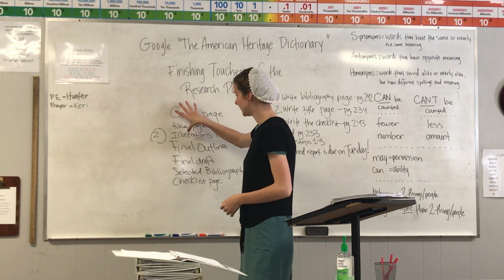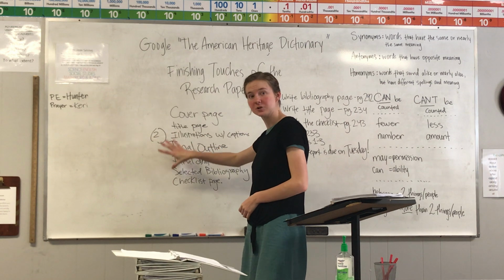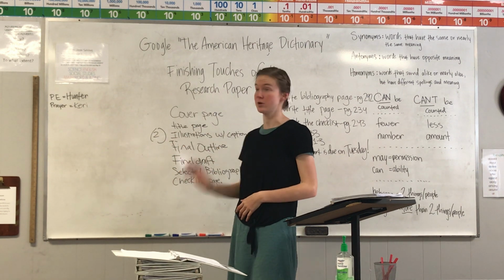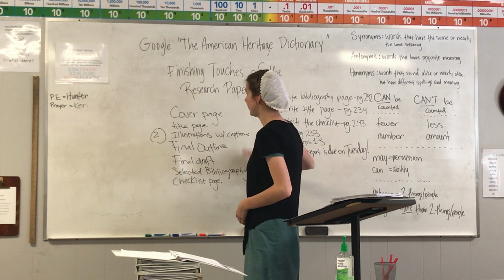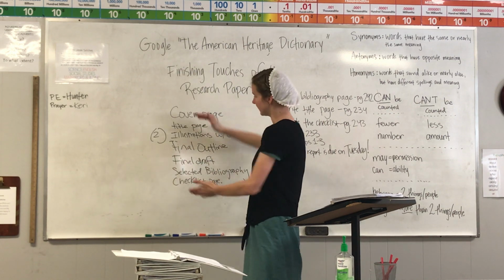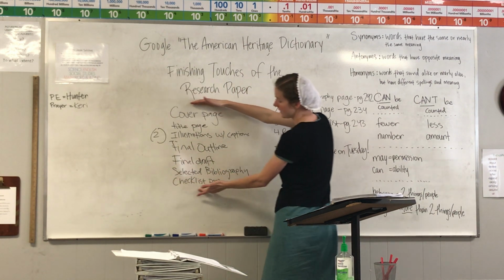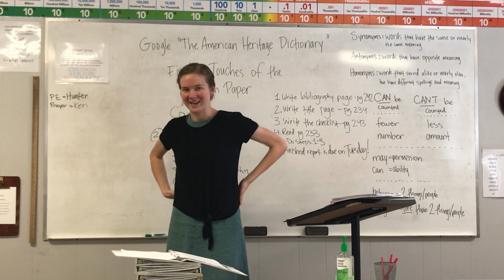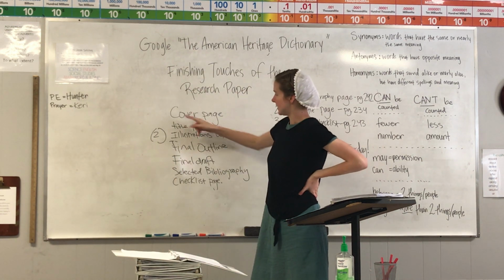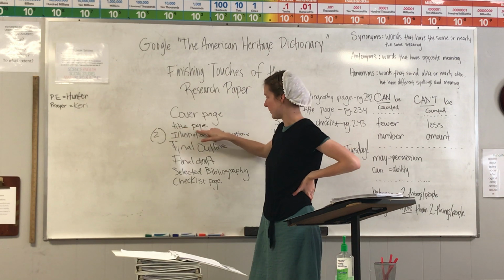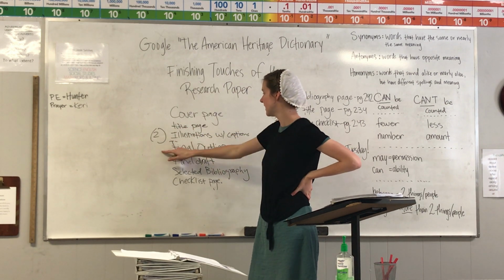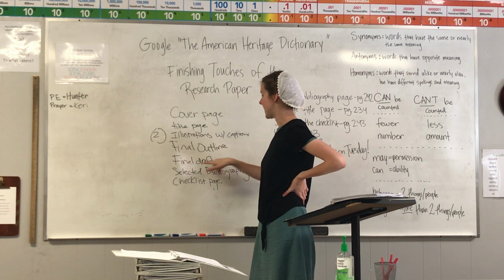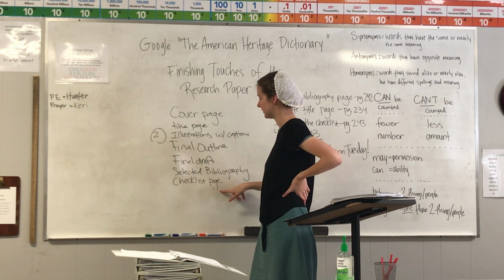I just don't want to find any of the rough drafts or the first outlines or the notes in this setup, because this setup is what you're presenting to me. This setup is what your grade will be. Okay? So it needs to be cover page, title page, illustrations with captions, final outline, final draft, selected bibliography, checklist page.